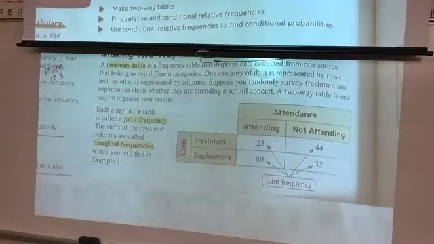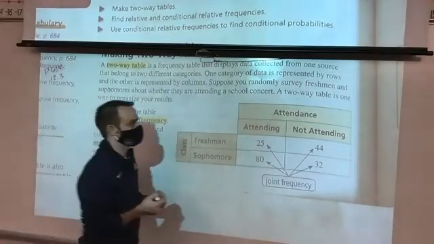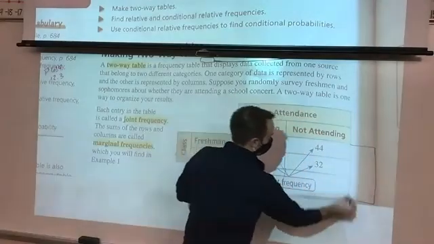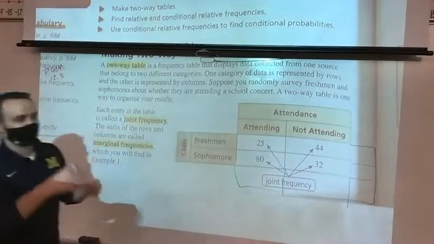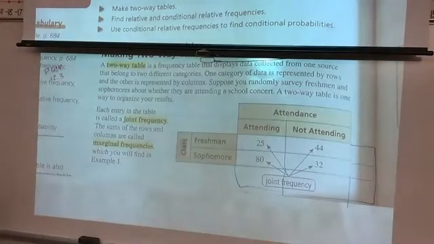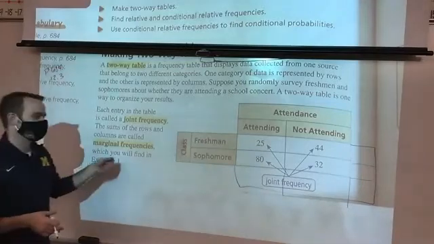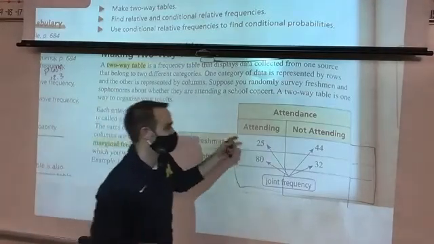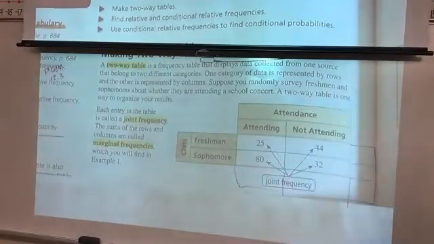And then if we are going to add up and get the totals like we did in the warm-up, those are going to be called the marginal frequencies. Remember, margins are on the sides of your paper, right? So marginal frequencies are going to be the numbers on the outside, the totals. You're either adding straight across or adding straight down to get those marginal frequencies. So you have to know the difference between joint and marginal. Joint on the inside, marginal around the outside.